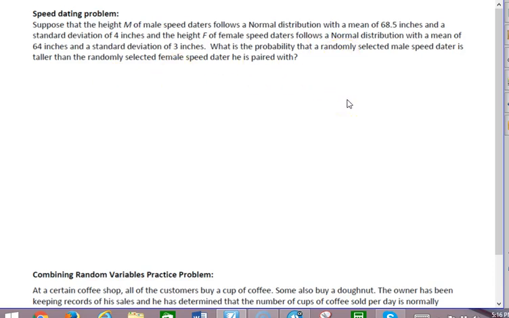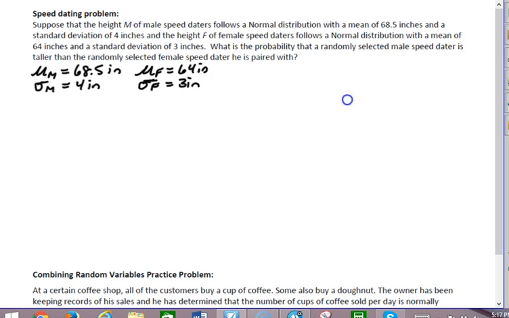So suppose the height m of male speed daters follows a normal distribution with a mean of 68.5 inches and a standard deviation of 4 inches. So let's go ahead and write down things we know. So the mu of m is 68.5 inches. And the standard deviation, so sigma of m is 4 inches. And then we have females. We found that the height of the female speed daters follows a normal distribution with a mean of 64 inches and a standard deviation for the females of 3 inches.